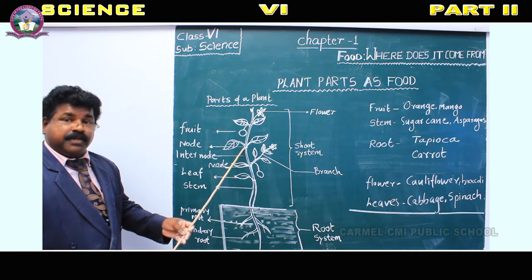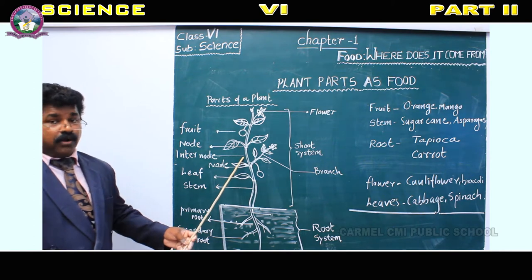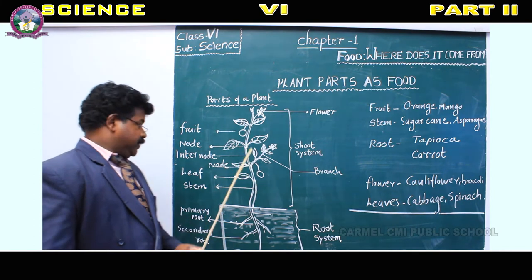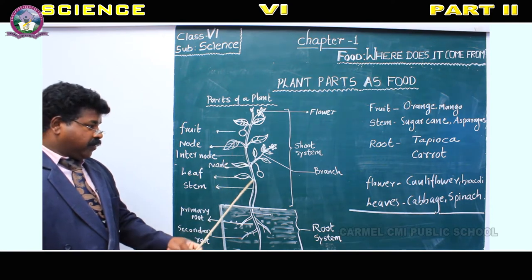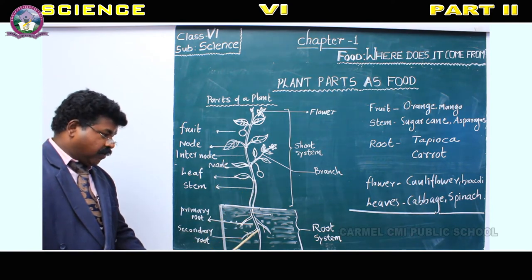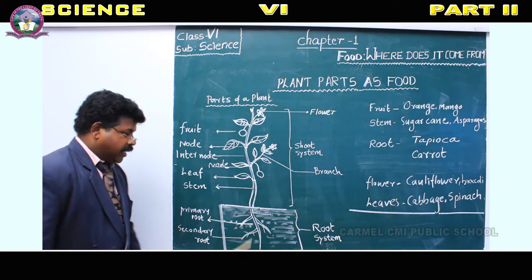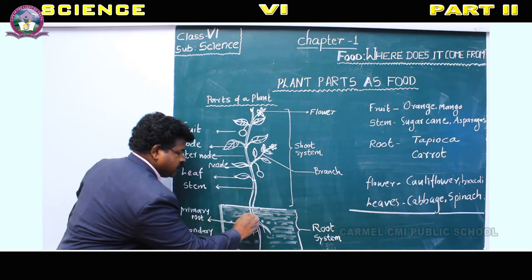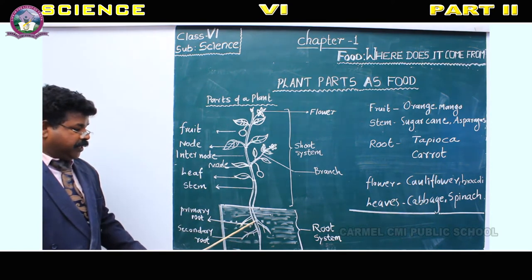The space present between two nodes is known as internode. What is it called? Internode. Then you can find the leaves are originating from every node. When we come to the lower part of this plant, you can find there is a main root. And this main root is known as the primary root.